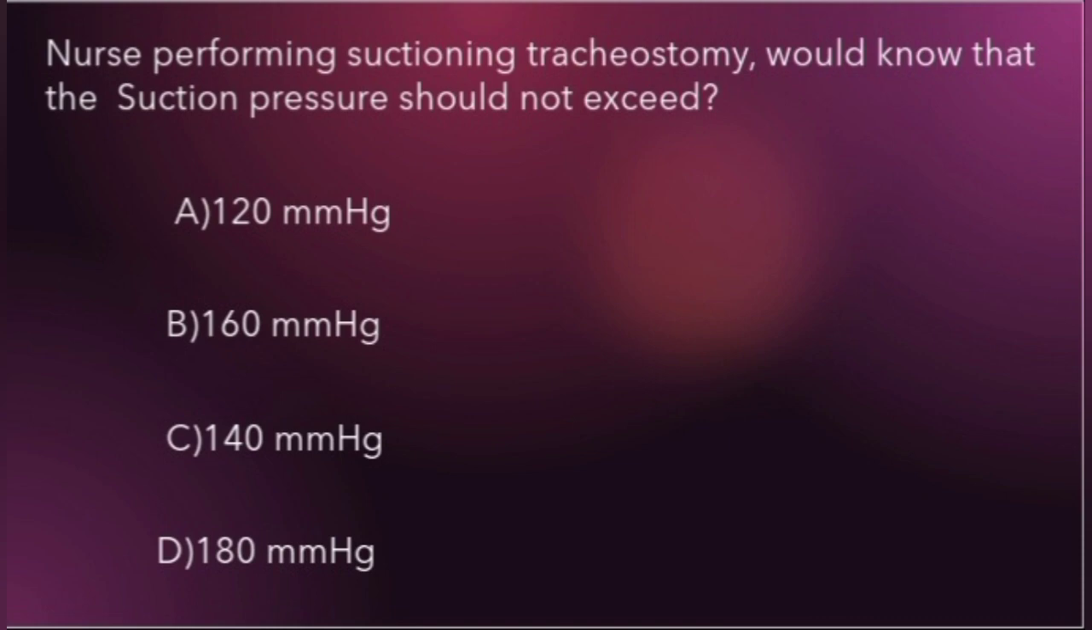A nurse performing tracheostomy suctioning would know that the suction pressure should not exceed option A, 120 mm of Hg, option B, 160 mm of Hg, option C, 140 mm of Hg, option D, 180 mm of Hg. What is the suction pressure for doing tracheostomy suctioning? It is option A, 120 mm of Hg.